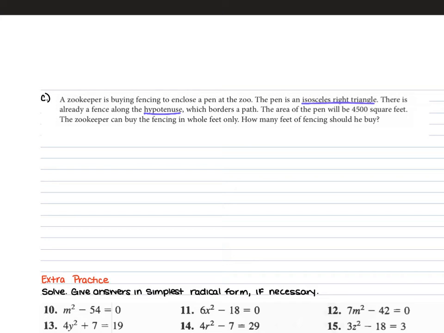All right, so we have an isosceles right triangle. So we have a triangle that has 2 side lengths that are the same with a hypotenuse. That hypotenuse is already fenced. So we don't have to worry about the hypotenuse, but the area of this is 4,500 square feet. So a triangle's area is equal to 1/2 times the base times the height, or the base times the height divided by 2.